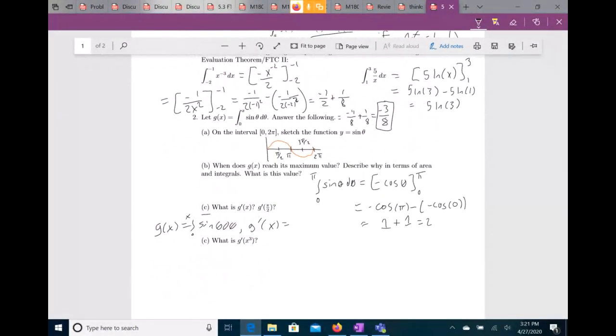Okay, so according to the first part of the fundamental theorem, what is the derivative of g? Good, sine of x. All right, thus, g prime of pi over 2 is sine of pi over 2, which evaluates to what? One, exactly.